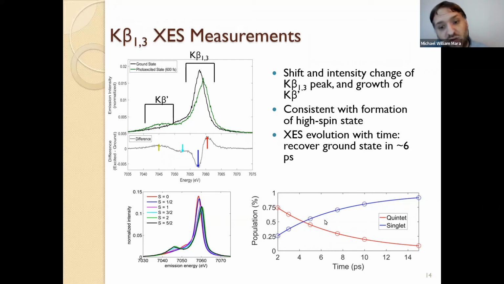And knowing what the structure of these spin states are, we can easily track the recombination of the methionine to the iron in cytochrome C by looking at the decay of the quintet state versus the recovery of the singlet state. And when you do this, you see that we have roughly a 5 to 6 or so picosecond time constant for the methionine recombination to the iron.